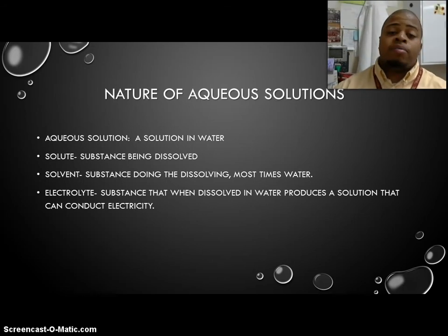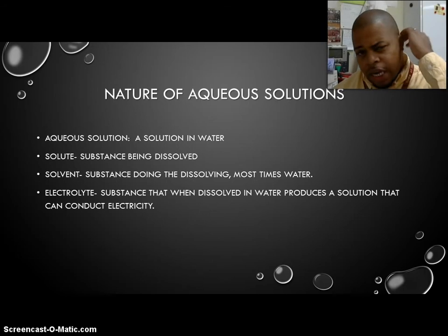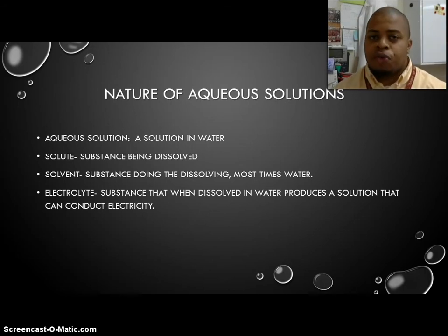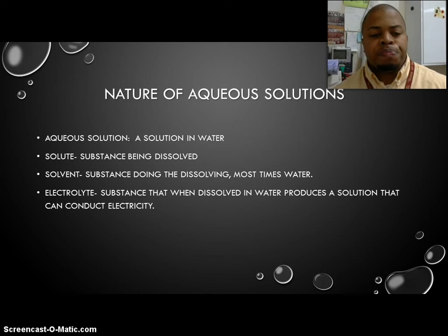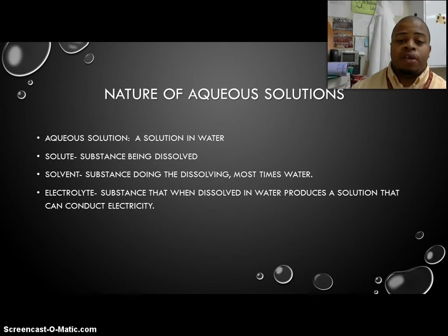Now, the last term that we're going to deal with, and this is what the two learning goals are really pushing towards, is this term electrolyte. Now, if you've ever played any sports or you watch sports, or when you get sick, the doctor says you have to make sure you keep your electrolytes up. What they're actually talking about are the substances that are dissolved in water that are going to allow it to conduct electricity.